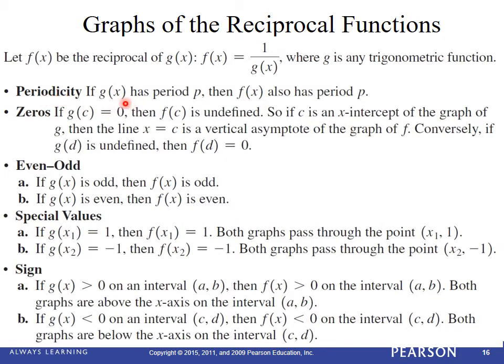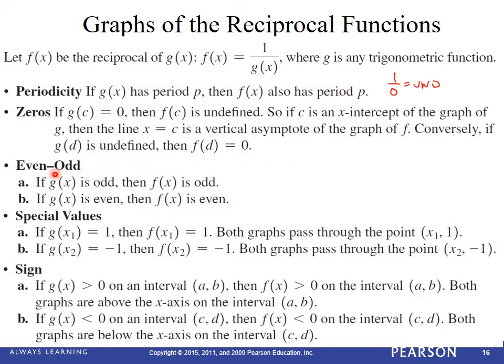If g of x has a certain period, that means f of x will have the same period. So sine of x has the same period as cosecant of x. Next are the zeros. Zeros are defined whenever the other graph has a vertical asymptote. Remember, if you take 1 over 0, it's just going to be undefined. So whenever the function itself has a 0, the reciprocal function has a vertical asymptote.